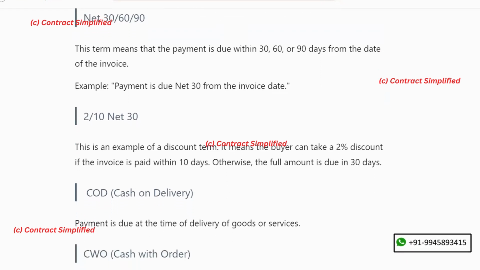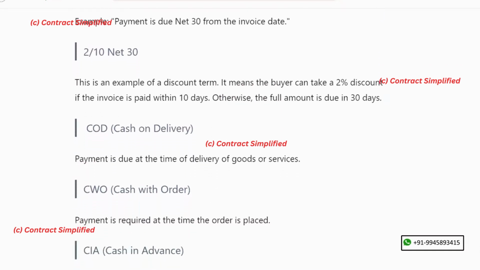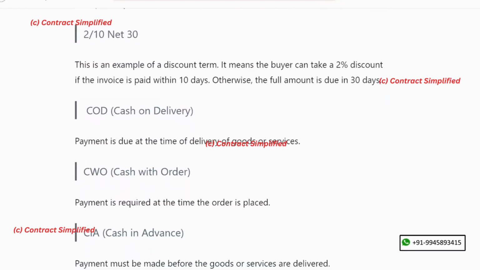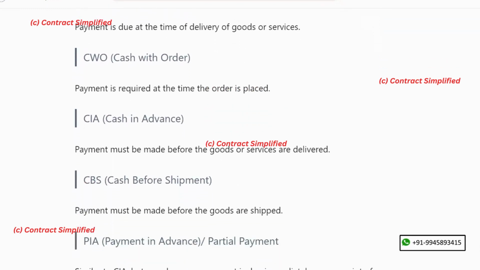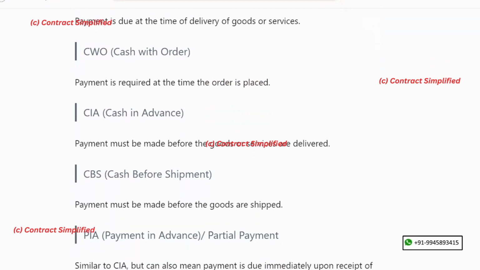2 by 10 net 30. This is an example of a discount term. It means that the buyer can take 2% discount if the invoice is paid within 10 days. Otherwise, the full amount is due in 30 days. COD, cash on delivery. Payment is due at the time of delivery of goods or services. CWO, cash with order. Payment is required at the time the order is placed.